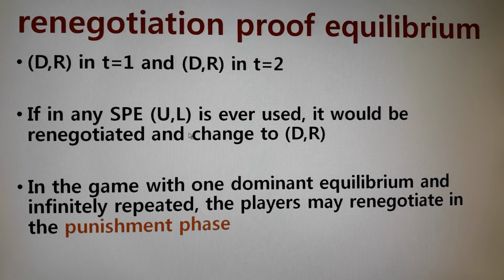The smart players, Sarah and Jane, know that, so they know that UL is going to be renegotiated, so they will not believe it.